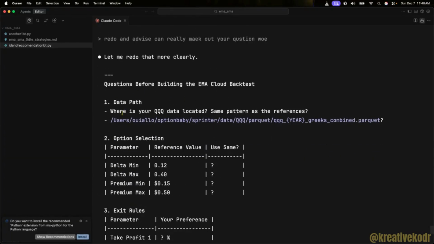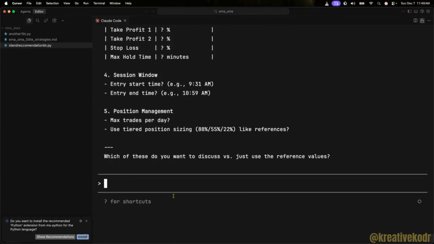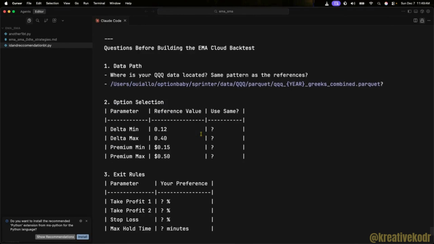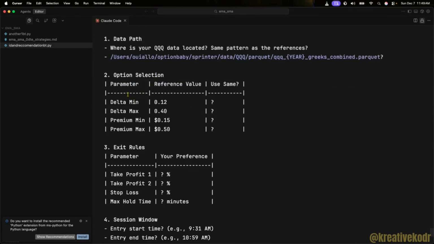All right. This is the path. Yes, that is where QQQ is located. Option selection. Yep, we're going to do the same. And what does delta tell us? Delta tells us the probability of profit, and in relation to the stock or the ETF movement, how the underlying option contract moves. So at the probability of profit, we're having a 12 or 40% chance of this option contract being profitable, or for every $1 movement, it's moving $12 or $40. So we understand that bit.